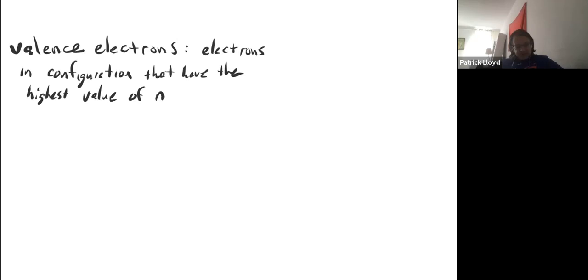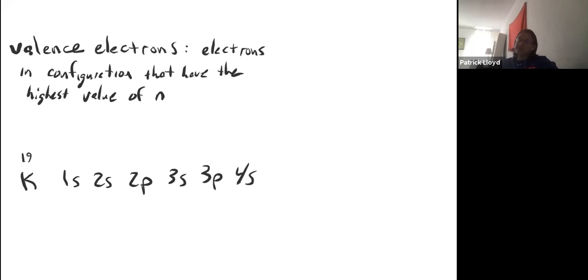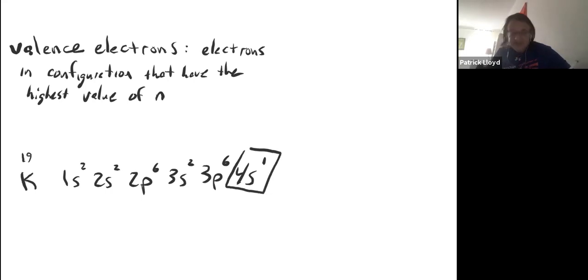Okay? So for example, let's do potassium. Potassium is element 19, so 19 electrons. So 1s, 2s, 2p, 3s, 3p, 4s. I'm going to stop at 4s because I know how many electrons it has. S can go up to 2, P can go up to 6. Then you count up. That's 18. So I've got one more. S can go up to 2, so 1 is perfectly fine. So there's your configuration. The valence electrons would be right here. That's the highest value of n. So 1 valence electron.